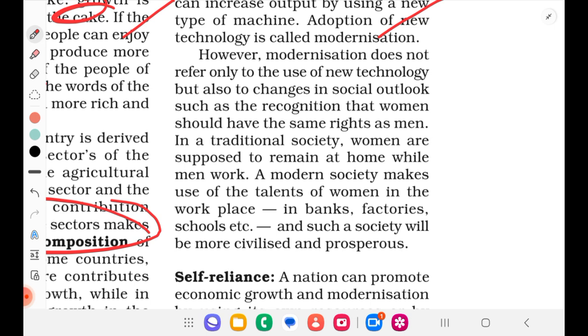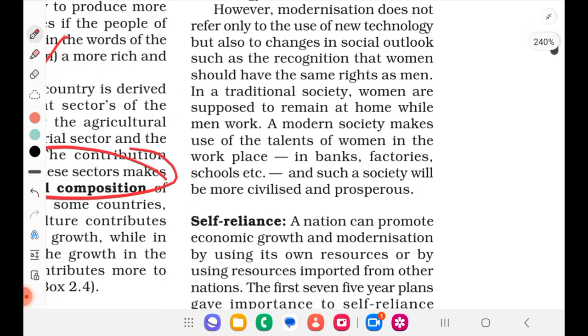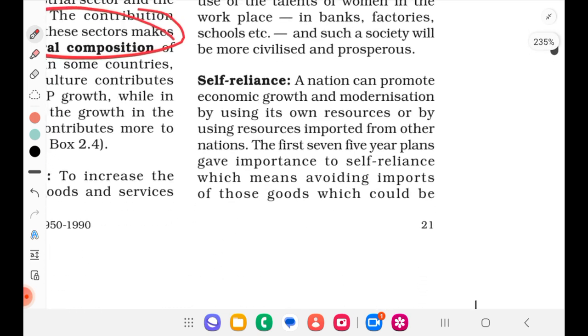In traditional society, women are supposed to remain at home while men work. Modern society makes use of the talent of women in the workplace, in banks, factories, schools, etc. And such a society will be more civilized and prosperous.